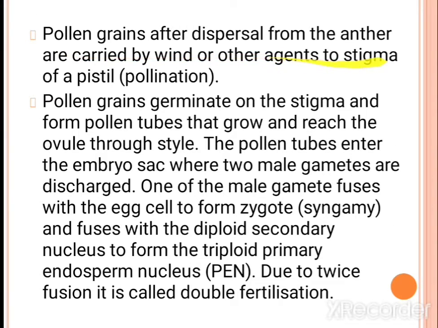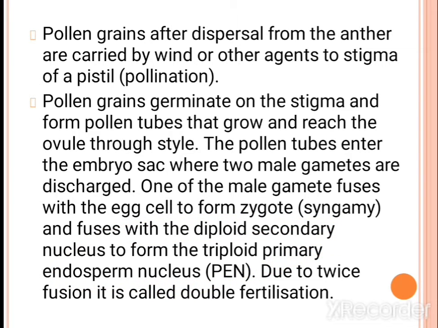The pollen grains, after dispersal from the anther, are carried by wind and other pollinating agents and reach the pistil for pollination. The pollen grains germinate and enter through the stigma, then the style, and the pollen tube grows and reaches the embryo sac. In the embryo sac, two male gametes enter. One male gamete fuses with the egg cell to form the zygote, that is syngamy, and another fuses with the diploid secondary nucleus to form the triploid primary endosperm nucleus, PEN.